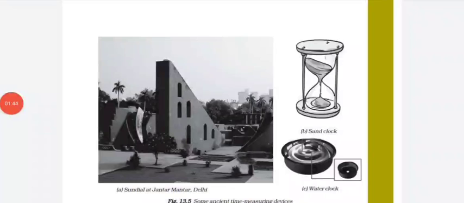So these are some of the clocks that were used in ancient times. For example, the sundial at Jantar Mantar, sand clock, and water clock. These are a few of the devices that were used before we were using the pendulum clock. So before the pendulum clock, these types of instruments were used.